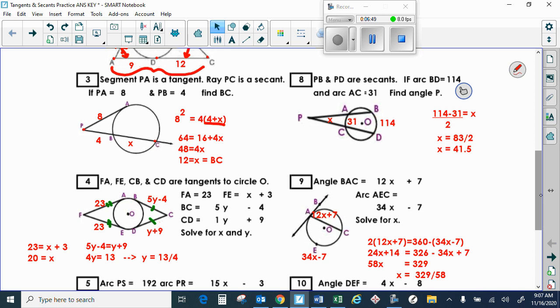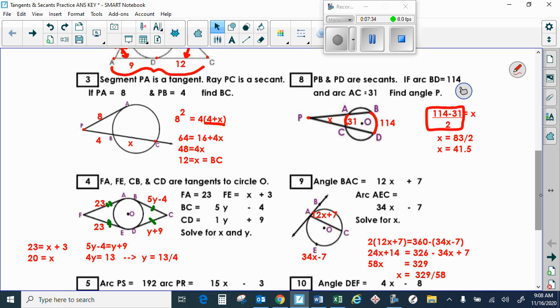Number 8 over here, PD and PB are secants. So again, the rule. Okay, so here, we're not talking about the lengths of the secants this time, because then it would be outside times the whole. We're talking about find angle measures. So when I have this, the rule is the outside arc. When I say the outside, that's the one furthest away from angle P right here. The outside minus the inside, meaning the closest one, divided by 2. That's exactly what you see right here. Outside minus inside divided by 2 equals the angle P, which I called x.